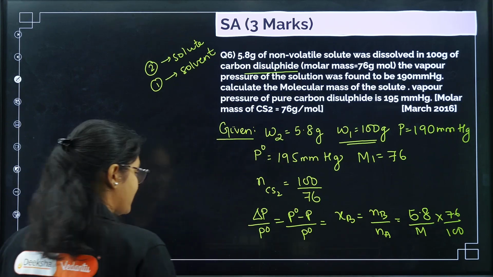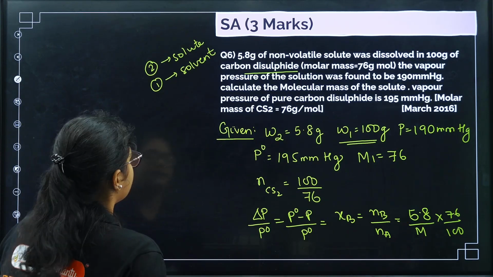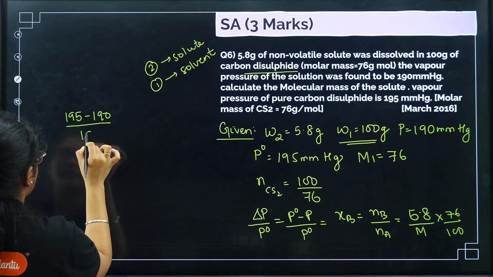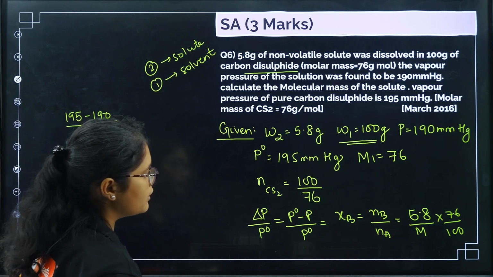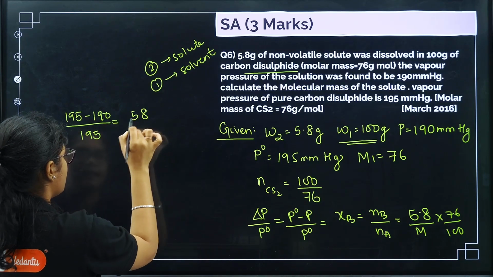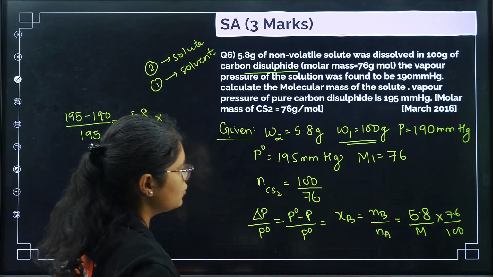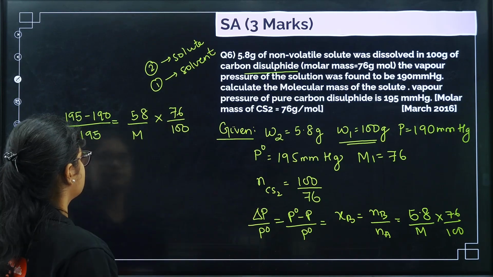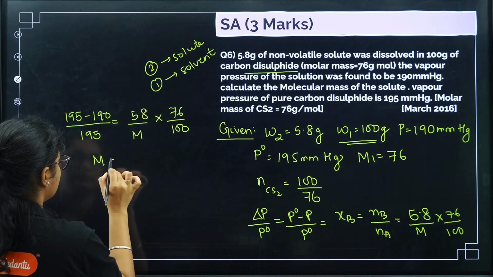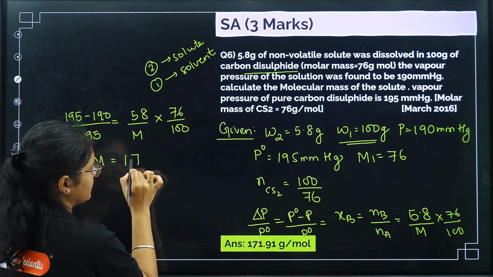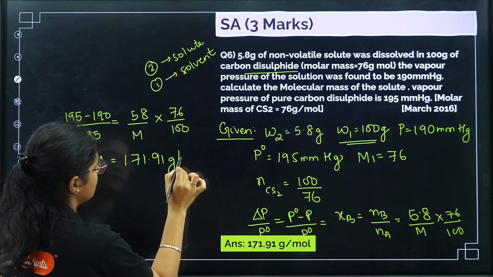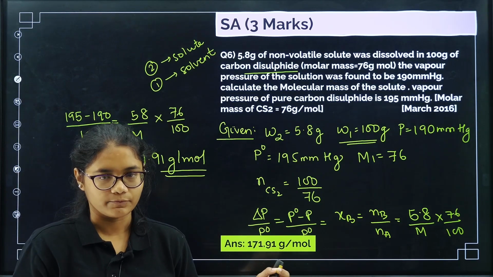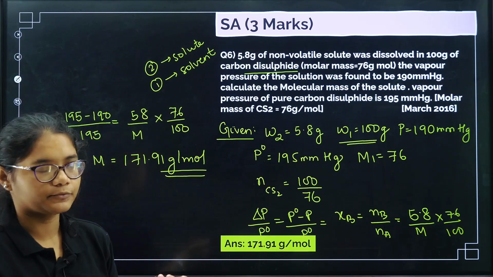So now you just substitute the values here. What is the P naught value? P naught value is 195 minus 190 divided by 195 is equal to 5.8 into molar mass into 76 by 100. Now you can solve for this molar mass M. This will give you around 171.91 gram per mole. So the molar mass unit, you must remember, is gram per mole. Every time you solve, you will get gram per mole.